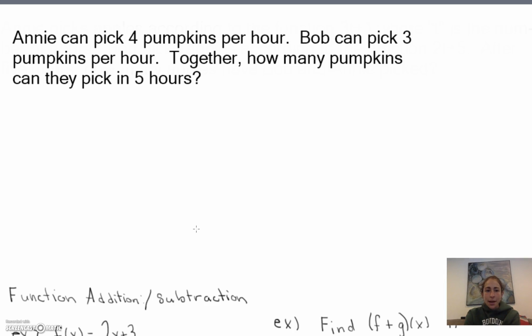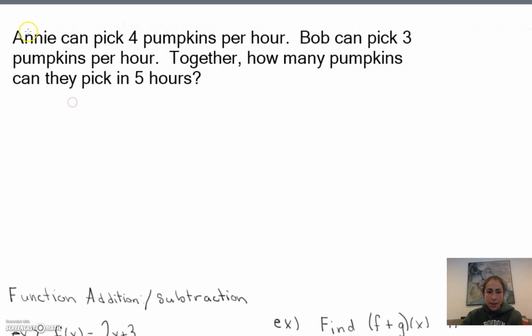So here's the setup. We have two people, Annie and Bob. Annie can pick 4 pumpkins per hour, and Bob can pick 3 pumpkins per hour. Together, how many pumpkins can they pick in 5 hours? So this is a pretty easy question, and there are two different approaches that we can take.